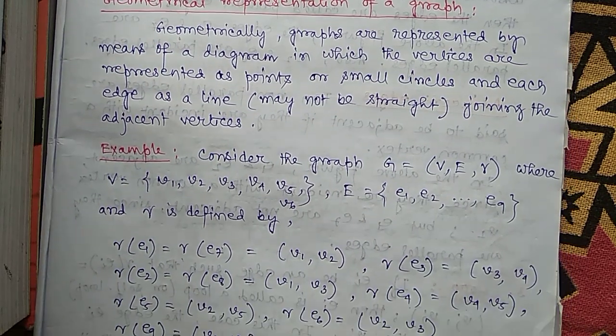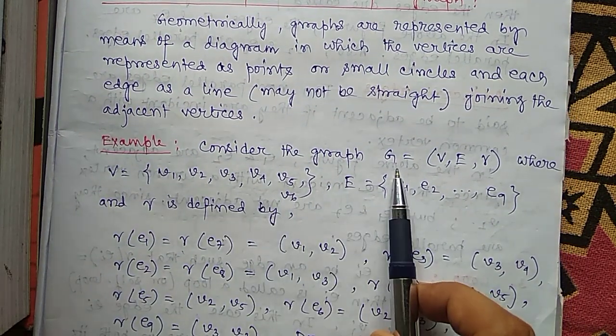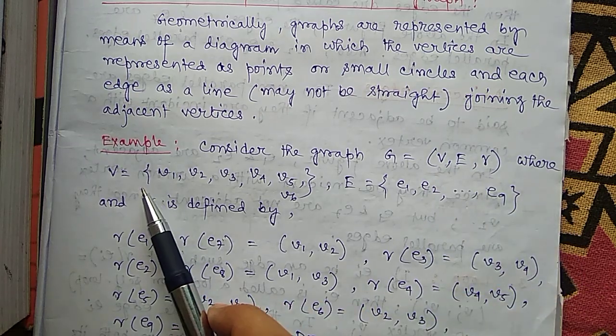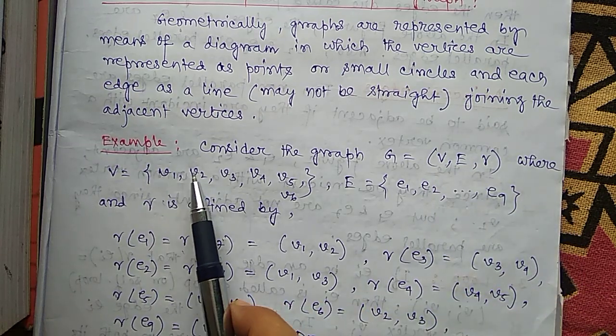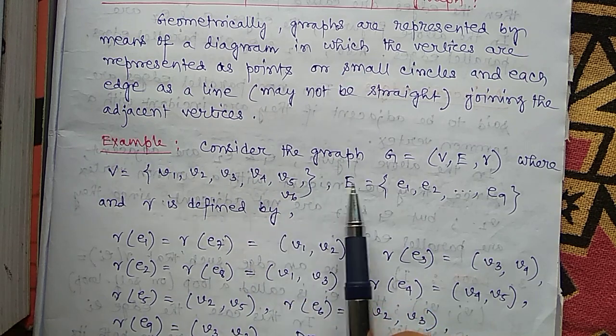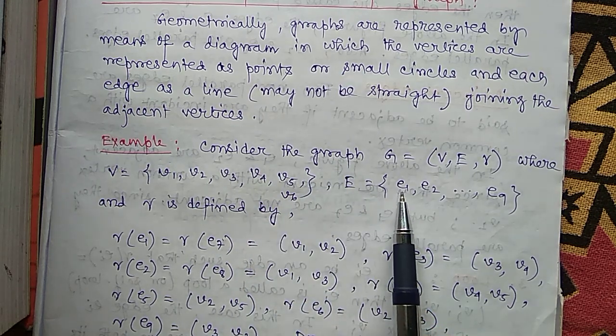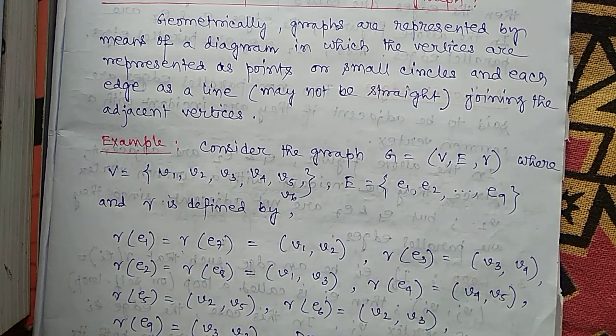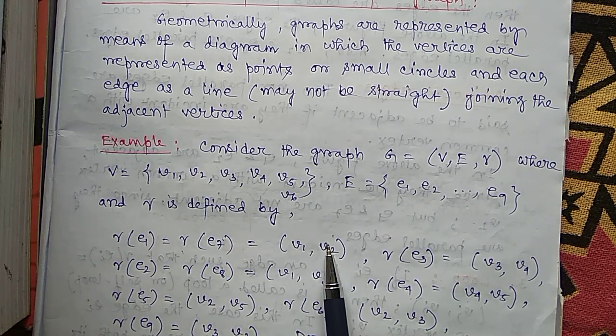Now consider the following example. Consider the graph G equals (V, E, gamma), where V equals {V1, V2, V3, V4 up to V6} and E is the edge set containing the edges E1, E2 up to E9, and gamma is defined as shown here. That means there is an edge e1 in between v1 and v2. Also the edge e7 is in between v1 and v2. Now let us draw the diagram.